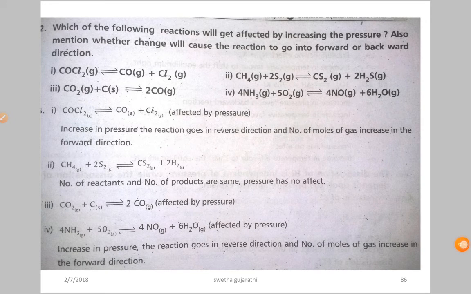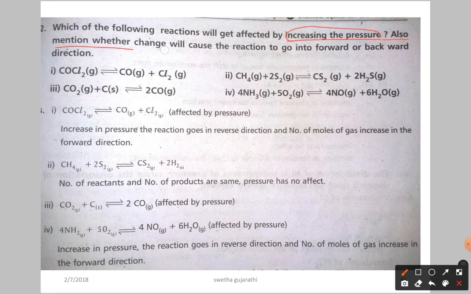So what is the next example here? Which of the following reactions will be affected by an increase in pressure? In the previous example it was a decrease in pressure; now it is an increase in pressure. Along with that, it is also asked to mention whether the change will cause the reaction to go in the forward or backward direction. First it asks whether it is going to be affected or not. After that it asks the direction of the reaction, forward or backward. Now let us see the first example.